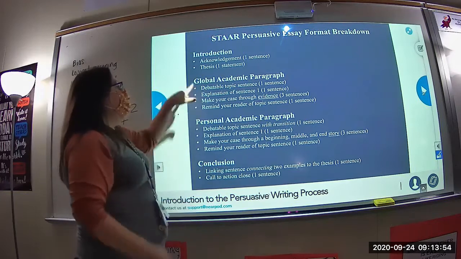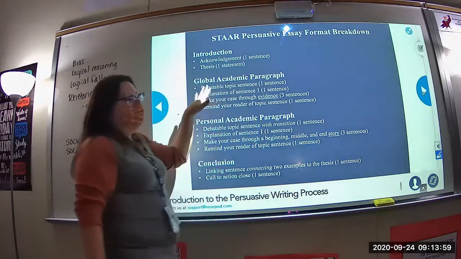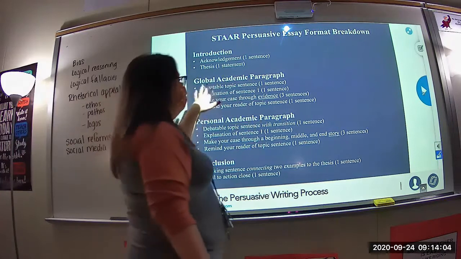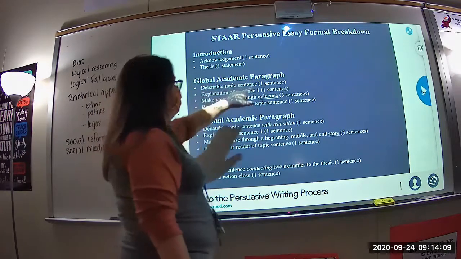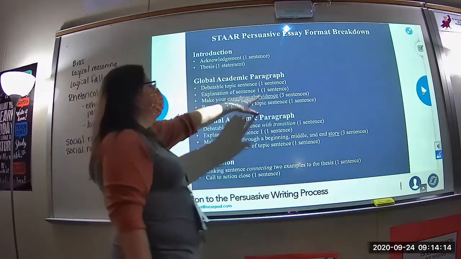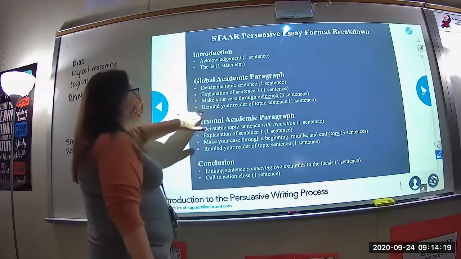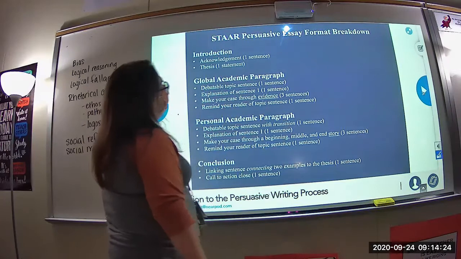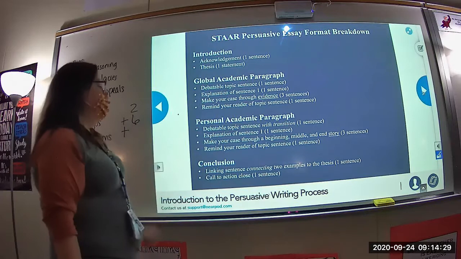The global academic paragraph. You have the debatable topic sentence. What does debatable mean? Somebody else could have a different opinion. Somebody can argue against it, right? It may not be successfully argued against, but it can still be argued against. That's one sentence. Explanation of sentence one. That's one sentence. Make your case through evidence. That's 3 sentences. Remind your reader of the topic sentence. That's 1 sentence. So how many sentences is that? 6.